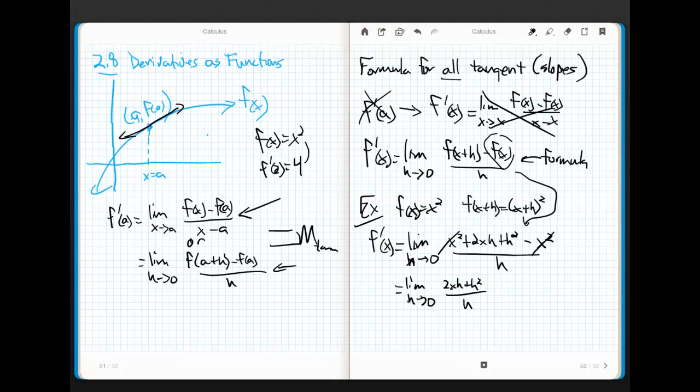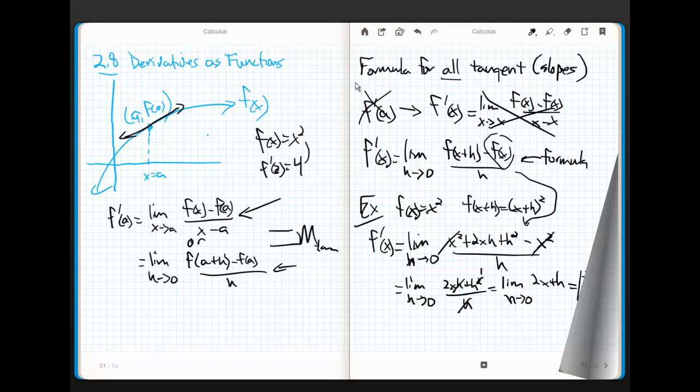Bummer. However, hopefully you can see that this h goes into this h and this h. I end up with a little 1 right there, right? So I end up with the limit as h approaches 0 of 2x plus h. As h goes to 0, I get 2x. Look at that. Now, look at this guy. Let's take a gander at these on the other page. Let me show you why this is what it is.